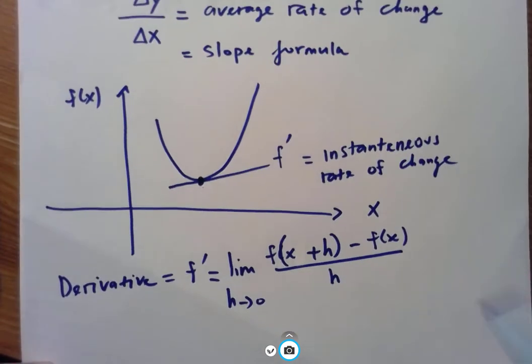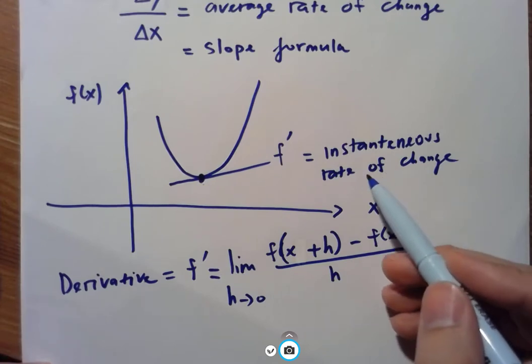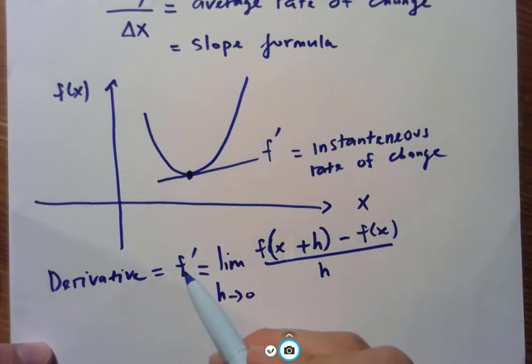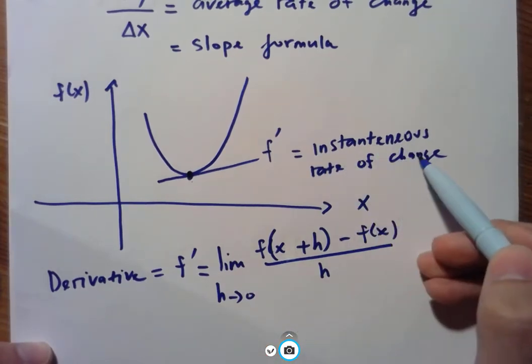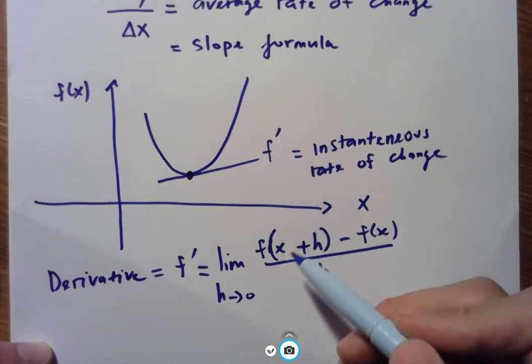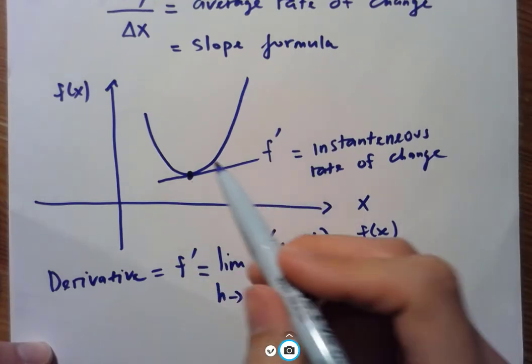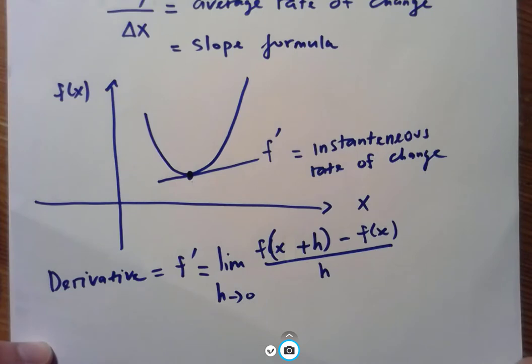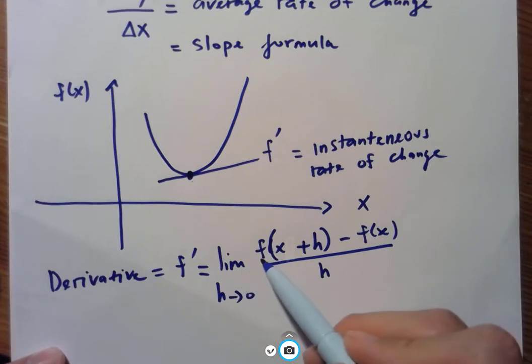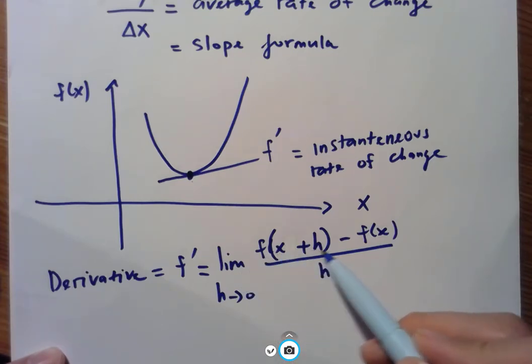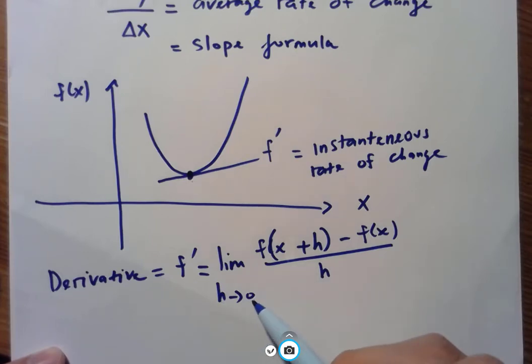And that is also the definition of the derivative, or f prime, of the function. So the derivative is just the instantaneous rate of change of the function at any particular point. And we got the formula, as we discussed in class, for f prime as the limit of f of x plus h minus f of x over h as h approaches 0.